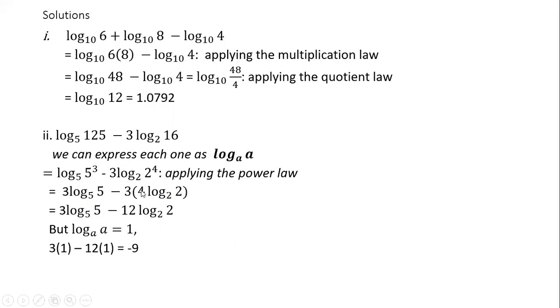By multiplying 3 and 4, that will give us 12. Therefore, we have 3 log base 5 of 5 minus 12 log base 2 of 2. Now we have just learned that log base A of A equals 1. When the base of the log is the same as the number that we are taking the log of, then the answer is automatically equal to 1. Hence, whenever you see log base 5 of 5, you put that 1 there, and log base 2 of 2. So that's what you see. We have 3 times 1 minus 12 times 1, equal to -9.